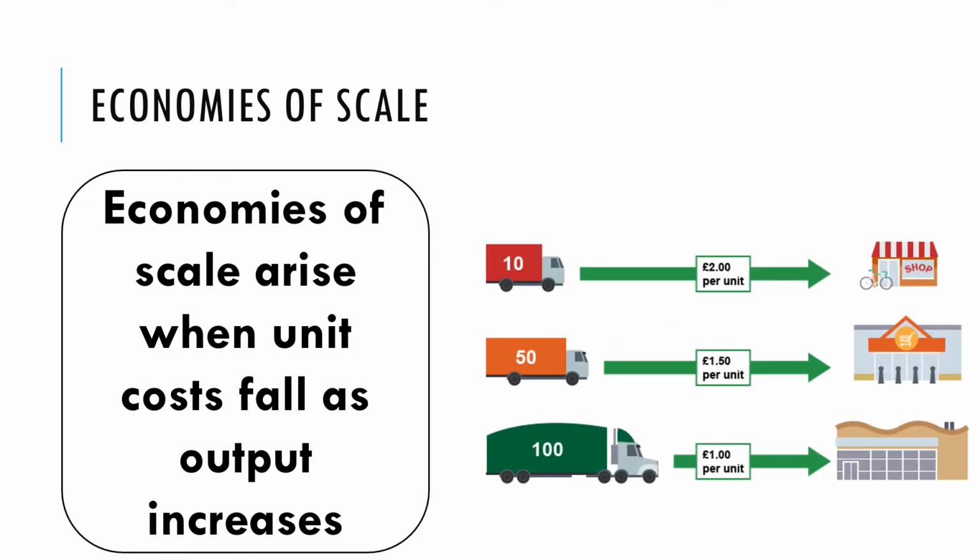So if we consider an example here, when 10 units are made, the cost might be £2 per unit, but as we scale up and buy in bulk, for example, 50 units are at a cost of £1.50 per unit. If we produce even more, 100 units, even more bulk buying and better deals, then the cost falls to £1 per unit. So as the output rises, the unit cost falls. We call that economies of scale, and many businesses benefit from this as they grow.